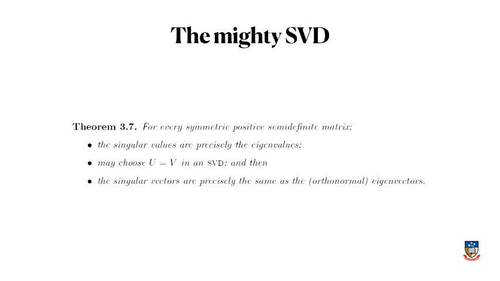Some consequences of this SVD are that, if I have a symmetric, positive semi-definite matrix, thinking back to what that term means from earlier, then the singular values are the eigenvalues. You can choose U and V to be exactly the same, and the singular vectors are the eigenvectors. So this singular value decomposition really is a generalization of diagonalization, of finding the eigenvalues and the eigenvectors of a matrix.